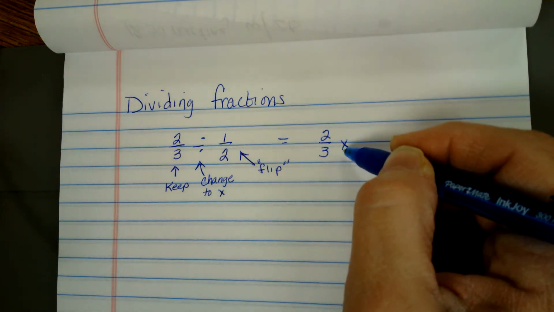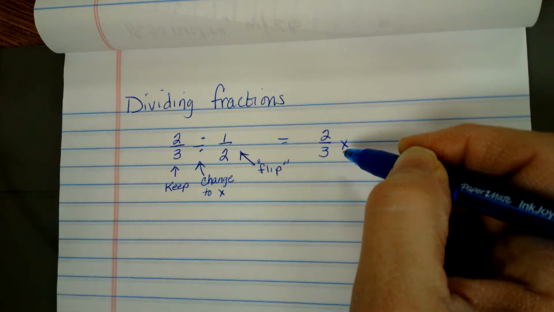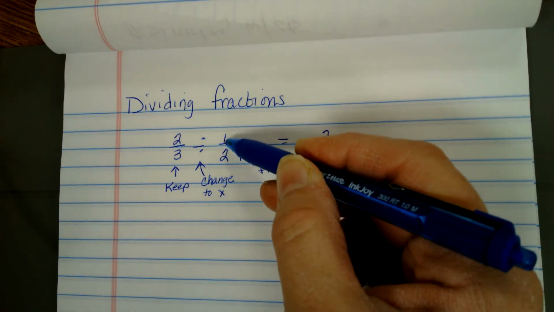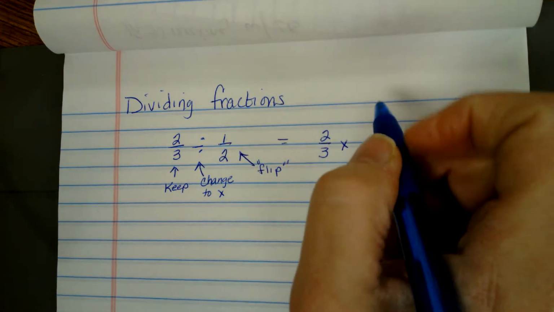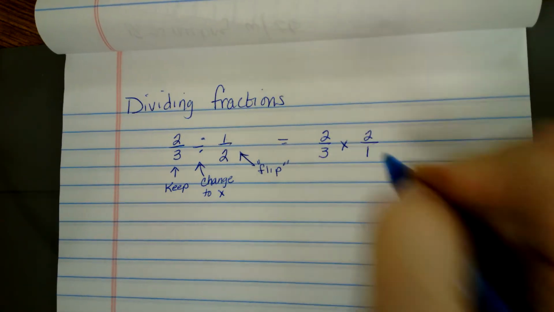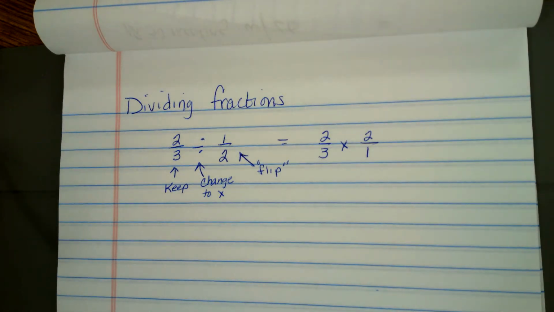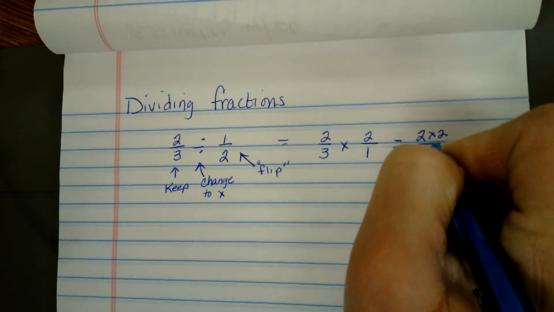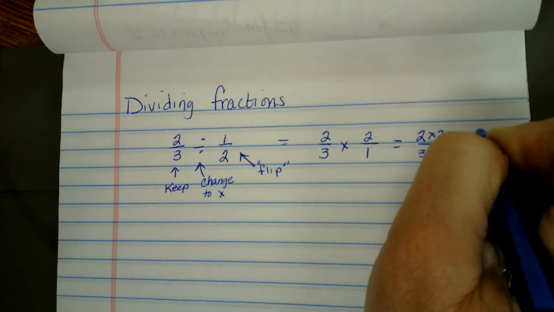You can't randomly change an operation without changing something else. So we're going to flip this, or take the reciprocal. The reciprocal of 1/2 is 2/1. Okay, now we can multiply. So now we get 2 times 2 over 3 times 1, which is 4/3.